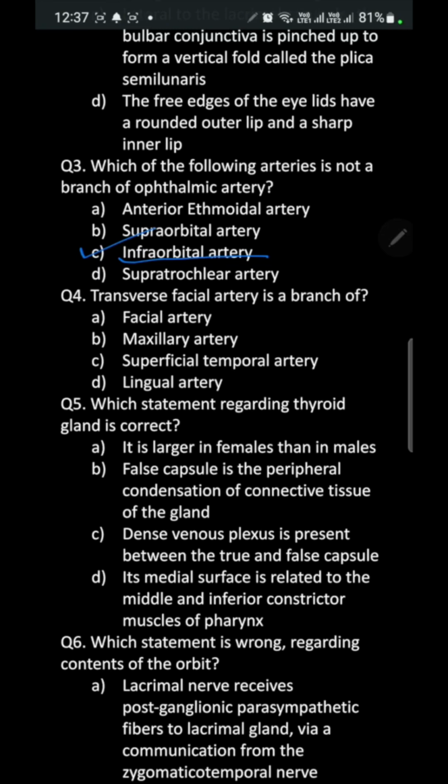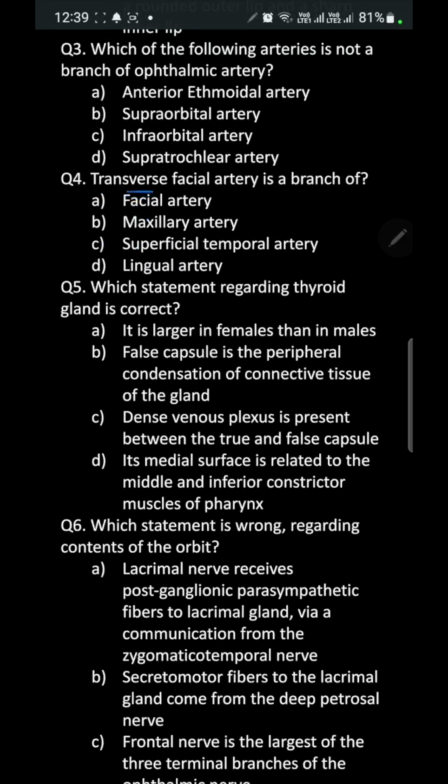The infraorbital artery is actually a branch of the maxillary artery running in the floor of the orbit, then passing through a groove, then a canal, and emerging out through the infraorbital foramen below the inferior margin of the orbit. MCQ number 4. The transverse facial artery is a branch of the facial artery, maxillary artery, superficial temporal artery, or lingual artery. You should know that it's a branch of the superficial temporal artery.